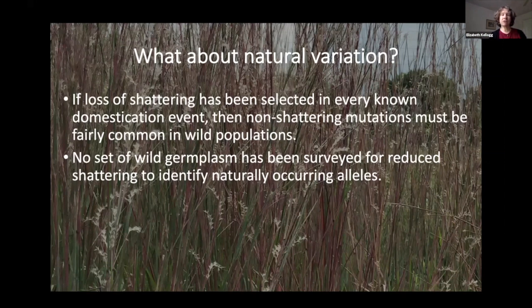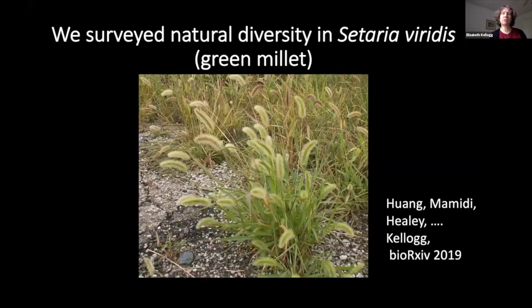But nobody's actually surveyed a very large set of wild germplasm for reduced shattering and then gone on to clone a gene. So I'm going to tell you about doing that now, because we did that. And the plant that we looked at was green millet, which is Setaria viridis. And it's shown here growing in its natural habitat in the United States, which is right next to a highway. You can see the tarmac over there. It's a very weedy plant.